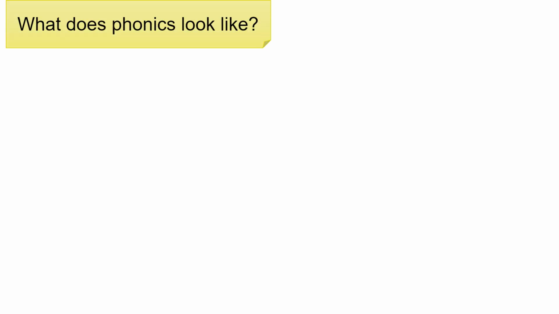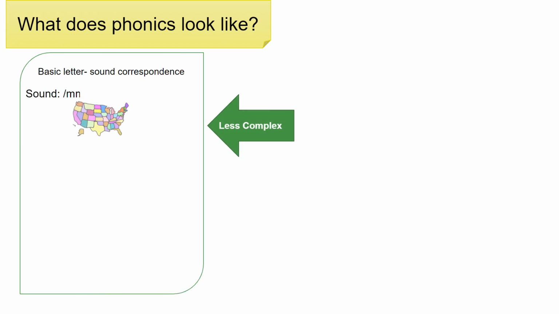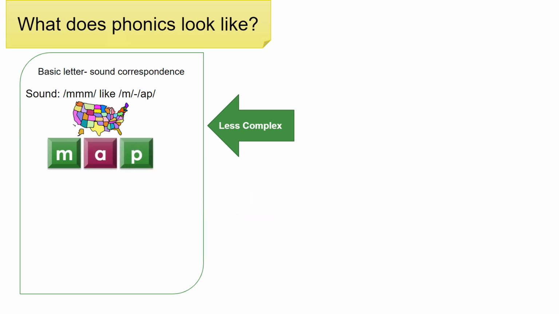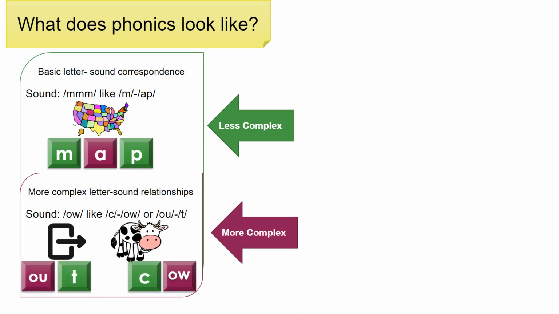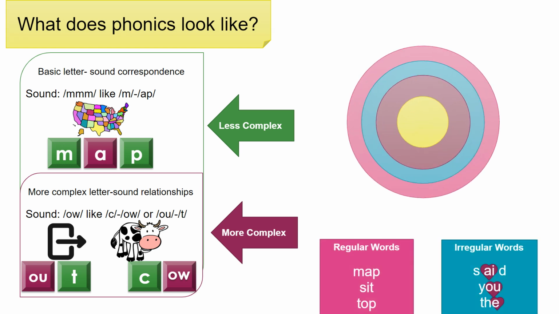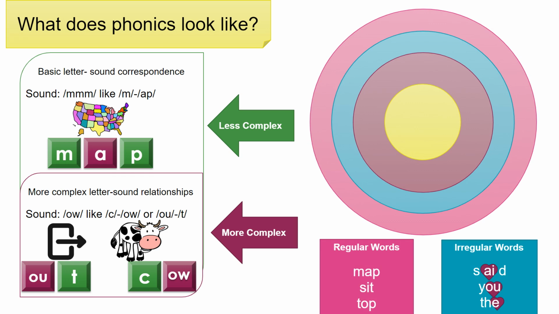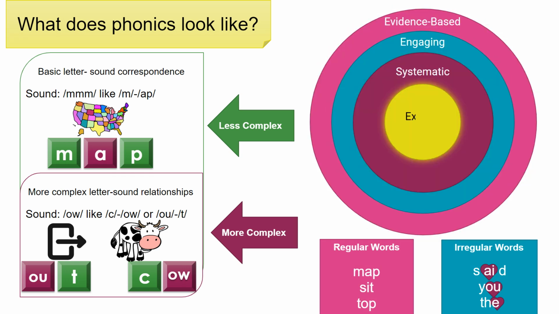What does phonics look like? Systematic phonics instruction begins with teaching basic letter-sound correspondence, the relationship of the letters in the alphabet to the sounds they represent, and progresses to more complex letter-sound relationships so that students can decode regular and irregular words. Phonics instruction should be targeted. It should be evidence-based, engaging, systematic, and explicit.